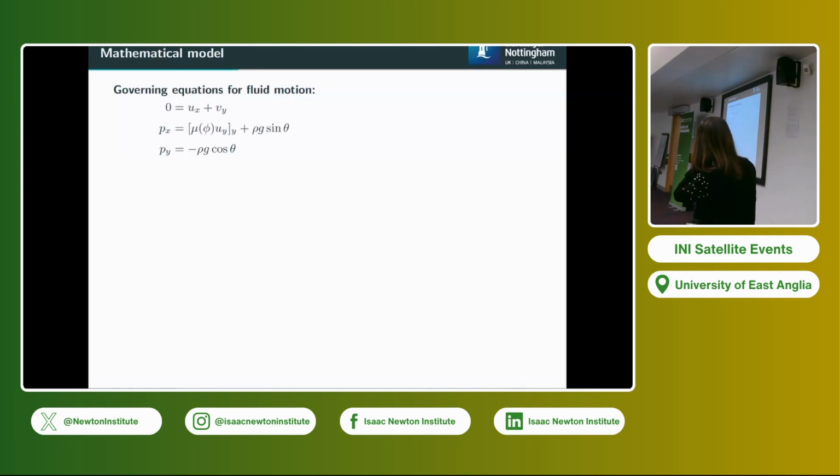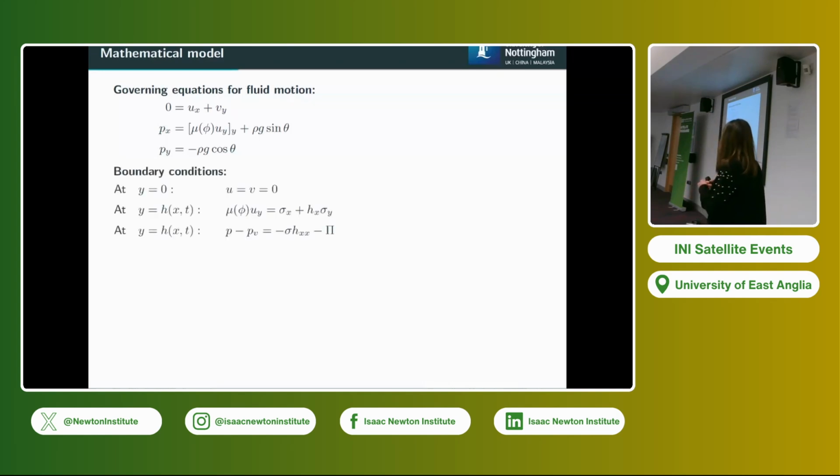Here in these equations, we have the viscosity, which depends on phi. Phi is the volume fraction, which is a function of the particle's concentration. I will show later the expression for this. We have the effect of gravity, and theta, again, is the inclination angle with the substrate. So these equations come with a number of boundary conditions.